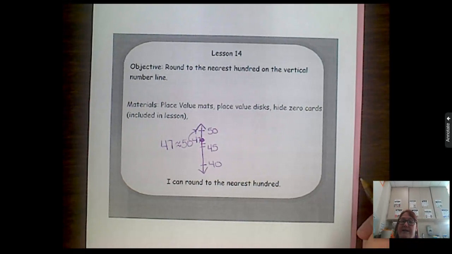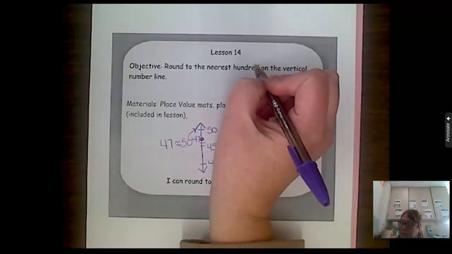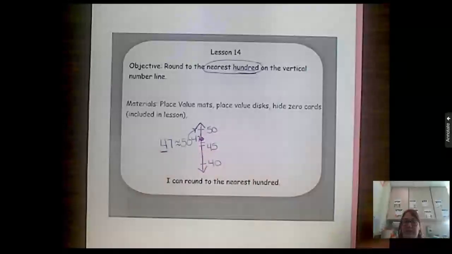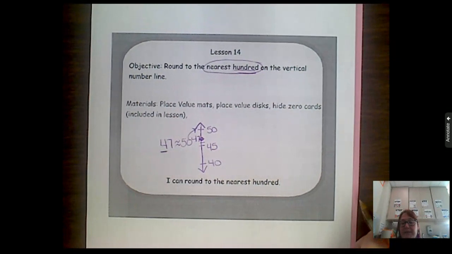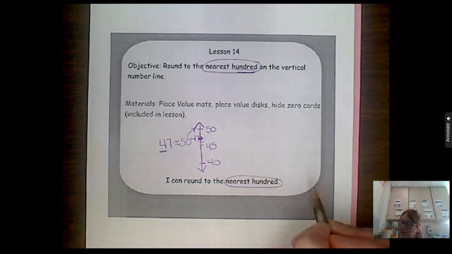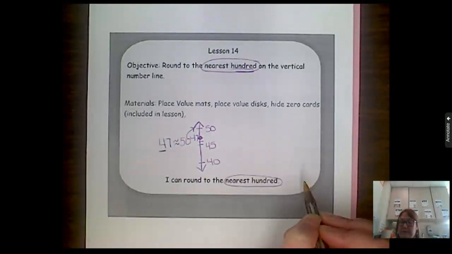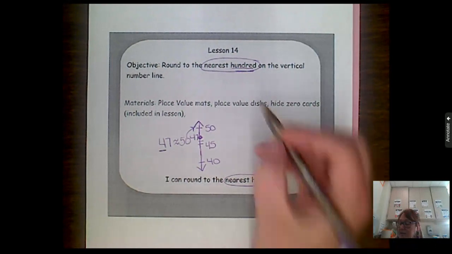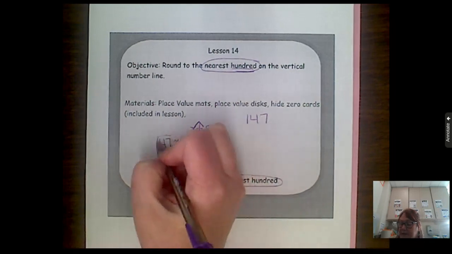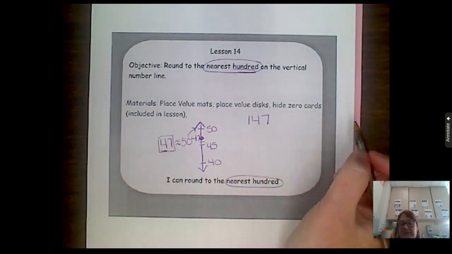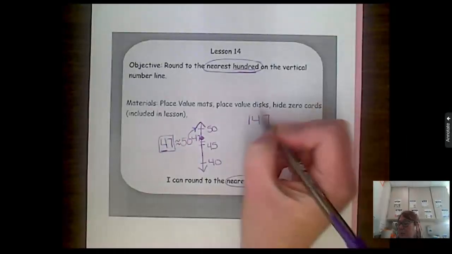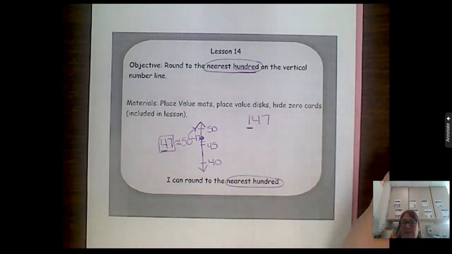So today it is very similar, but today we are rounding to the nearest 100. Yesterday we were looking at the number in the tens place. Today we're looking at the number in the hundreds place. I can round to the nearest 100. So I'm going to do a practice one before we start our lesson today. If I take 147, I'm keeping that 47 that we had right here, and I'm just going to add 100 right in front of it, okay? So I have 147. Which number is in the hundreds place? The 1. So if I'm going to round to the nearest 100, I'm going to underline that 1.